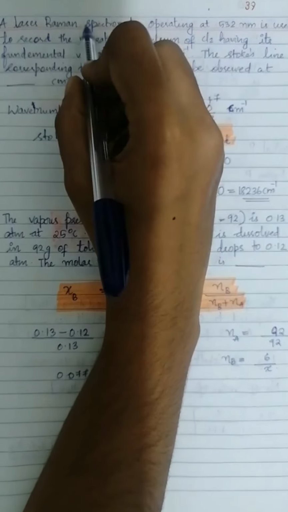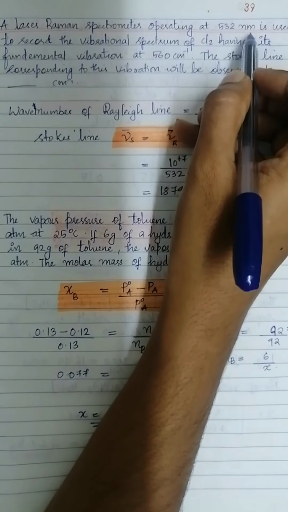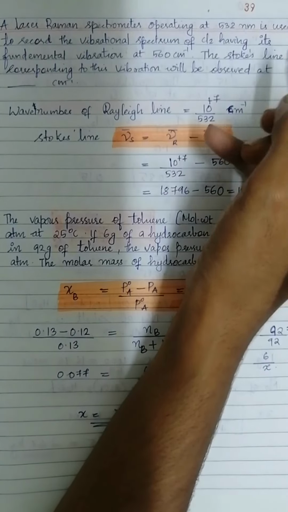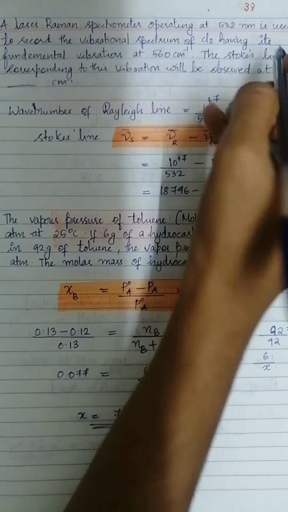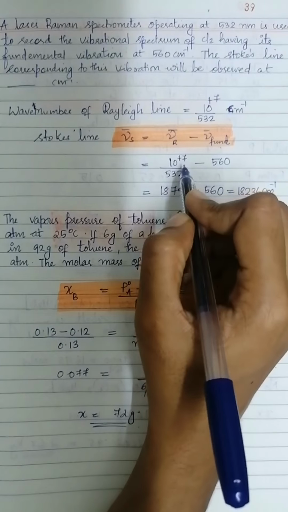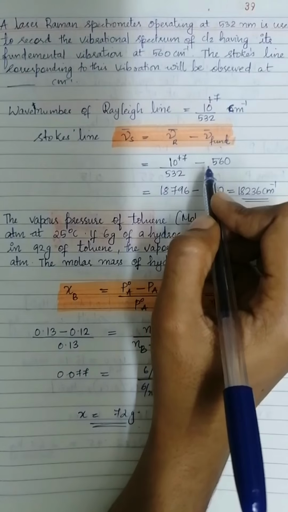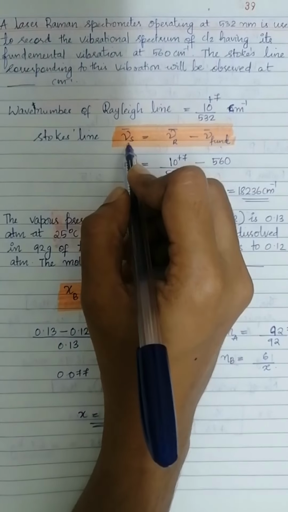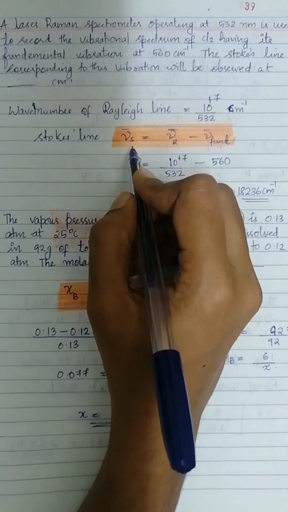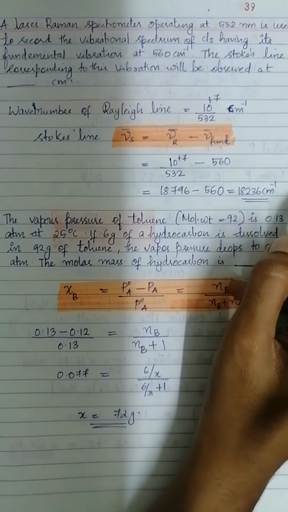Now they have mentioned that the laser Raman spectrometer is operating at 532 nanometer. We know that a Rayleigh line means the incident and scattered radiations will have the same frequency or wave number. So the nu bar r, or the wave number corresponding to the Rayleigh line, will be equal to 1 by 532 nanometer inverse, or 10 raised to 7 by 532 centimeter inverse. Now we have all the values to be substituted here, so that the wave number corresponding to the Stokes line will be equal to 1836 centimeter inverse, which is the required answer.